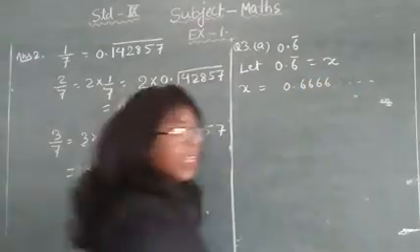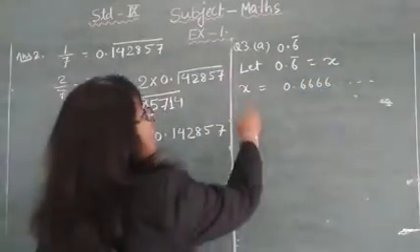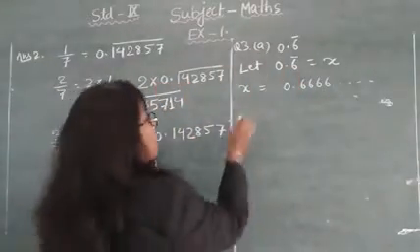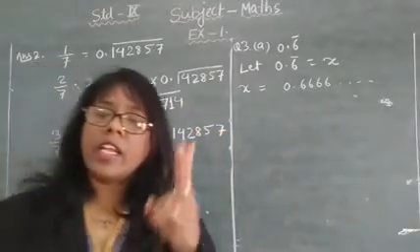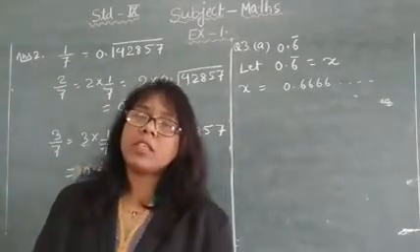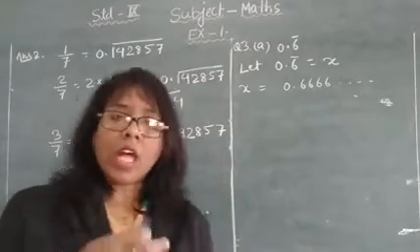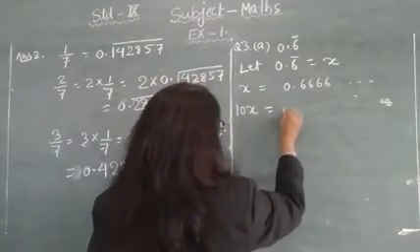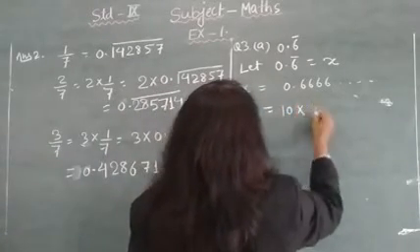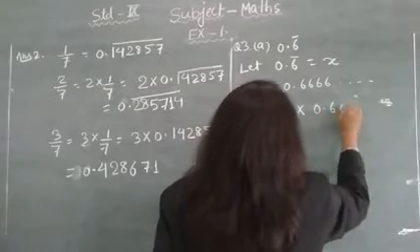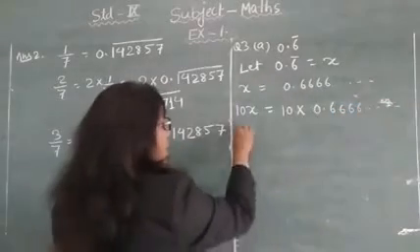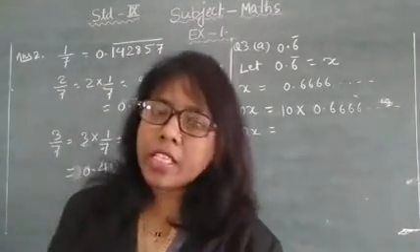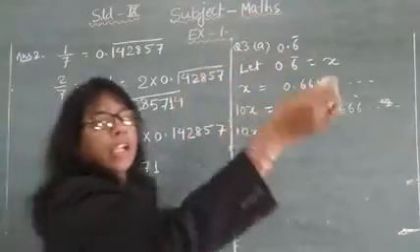0.6666, like this. Fine. Now, if only one number is recurring, we will multiply by 10. If two numbers are recurring, we will multiply by 100. If three numbers are recurring, we will multiply by 1000, like that. So here 10x is equal to 10 multiplied by 0.6666. You know that when we multiply a decimal number, the decimal shifts to the right-hand side.